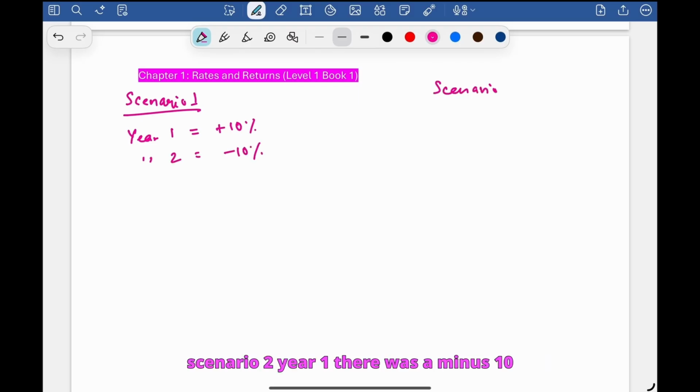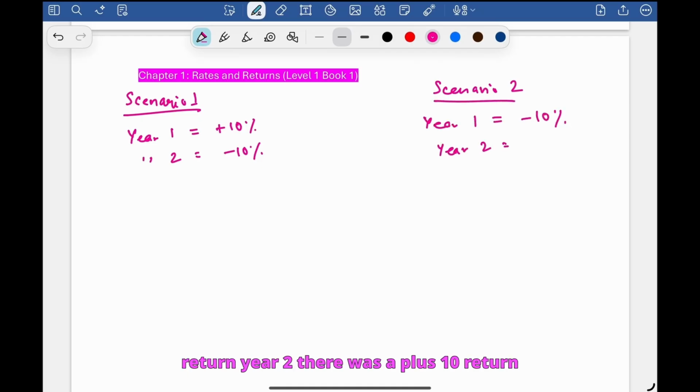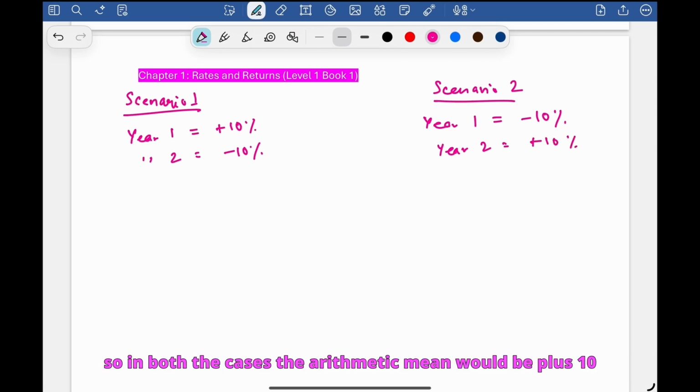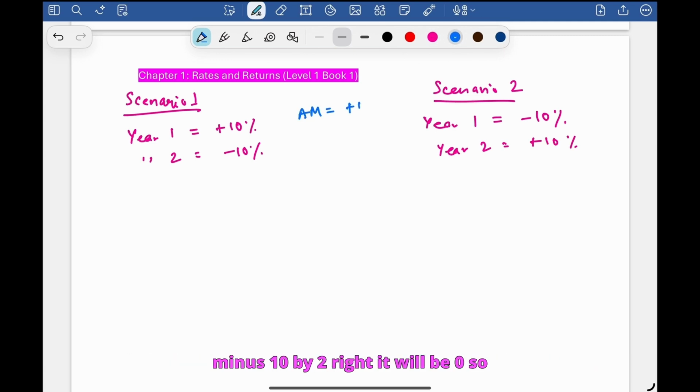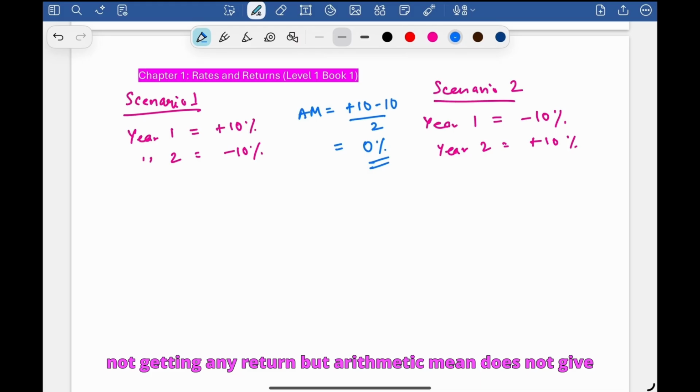Scenario 2. Year 1, there was a minus 10 return. Year 2, there was a plus 10 return. So in both the cases, the arithmetic mean would be plus 10 minus 10 by 2, right? It will be 0. So by arithmetic mean, we can say that the average return is 0. So you're not getting any return.